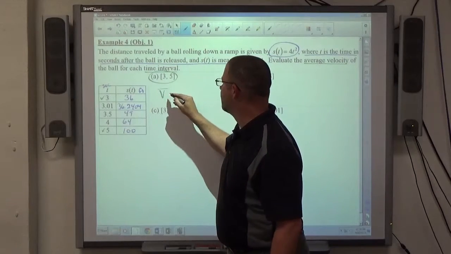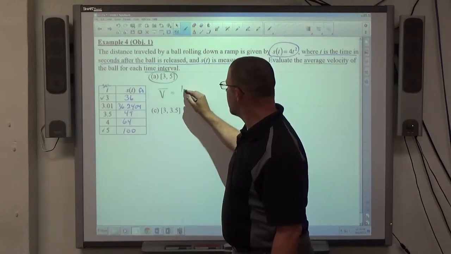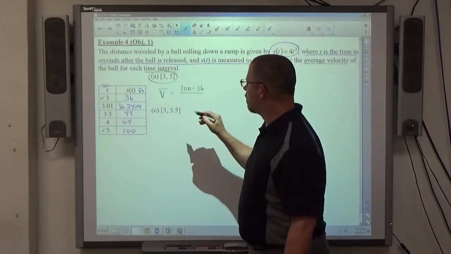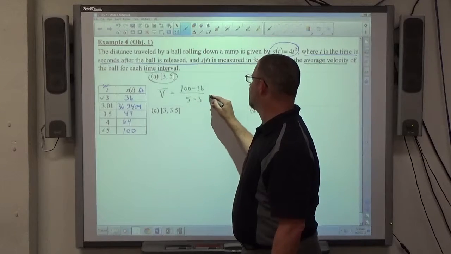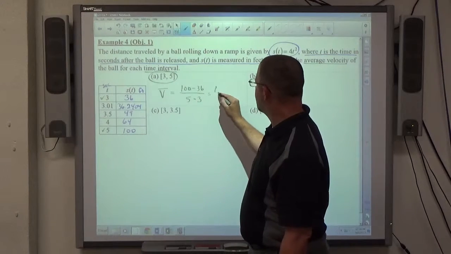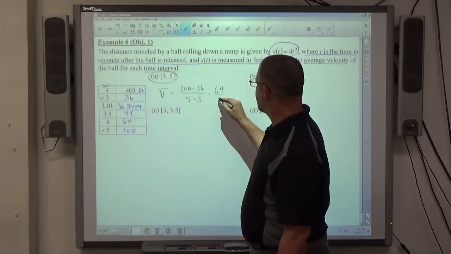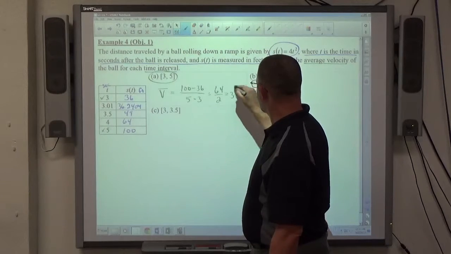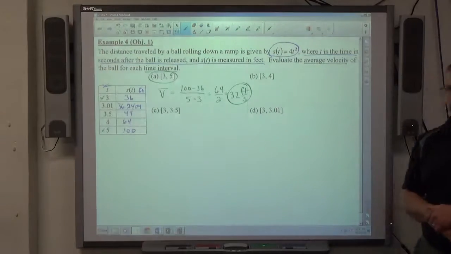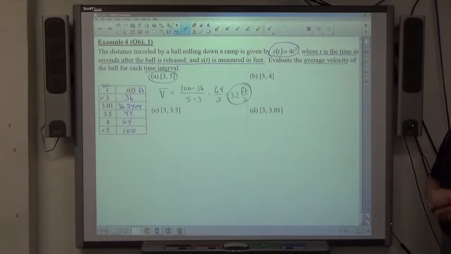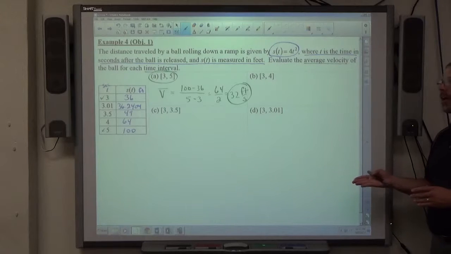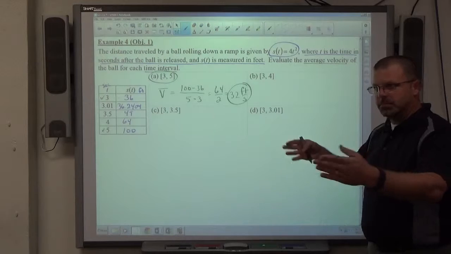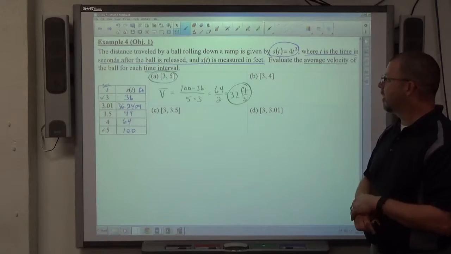So the average velocity is going to equal 100 minus 36, that represents how far it went, over 5 minus 3, that represents how long it took. 100 minus 36 equals 64. 5 minus 3 is 2. So that ends up being 32 feet per second. That doesn't mean it's going 32 feet per second at 3 seconds or 32 feet per second at 5 seconds. It just means the average velocity is 32 feet per second.